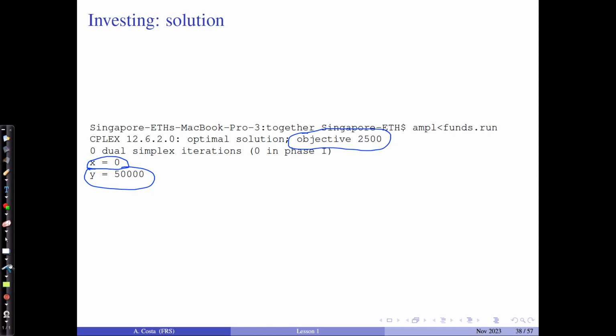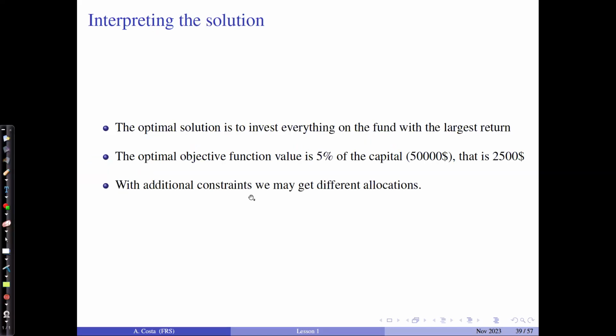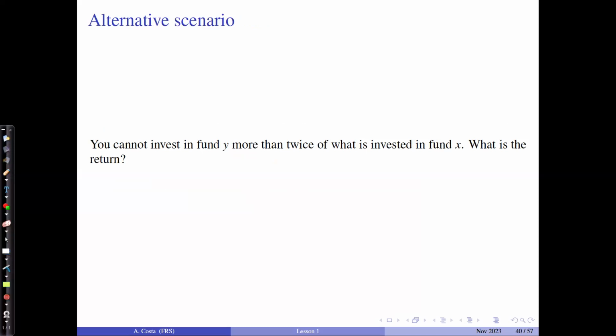At this point, I want to give you these. Well, this we have done already, the interpretation of the solution. As I said, it was not a very interesting problem, but just to understand the logic. But then I have a scenario for you. Maybe during the pause, you can think about that. Imagine you want to modify this problem and you have an additional constraint. So now you cannot invest in fund Y more than twice of what is invested in fund X. What is the return? So what I would like you to do is to think at how you would write this constraint. Then we put the constraint inside the model, we solve it again, and we will see what is the solution at that point.